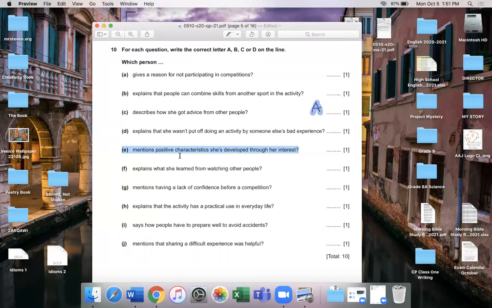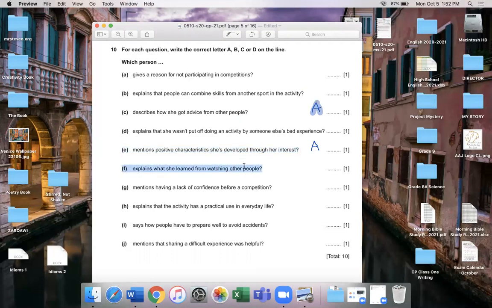So letter E mentions positive characteristics she developed through her interests. Yeah, so at the first of the paragraph that introduces her, she says that it's my absolute favorite to me. Like it's the sport, my hobby, and even my daily mode of transport. So yeah, I'd say that too. We can suggest that. We'll double check.